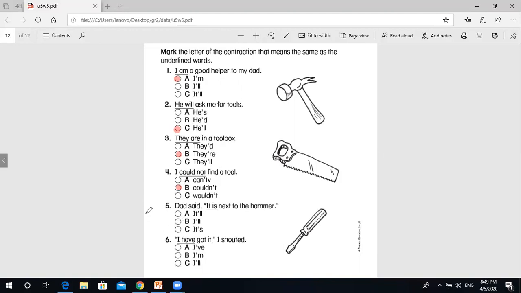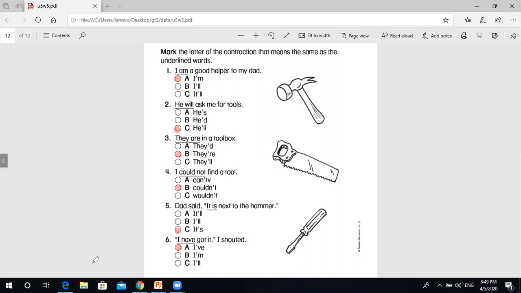Otto said, it is next to the hammer. It is. It'll, I'll, it's. The last one is the correct one. Okay, now the last question. I have got it, I shouted. I have. It's going to be I've, I'm, I'll. Of course, it will be the first one.